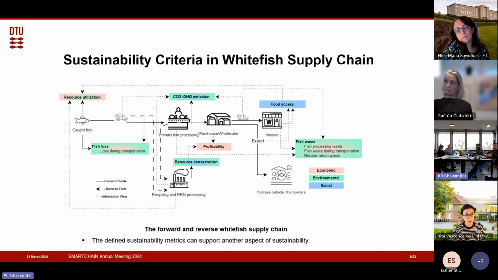So then, about the sustainability criteria that we considered, you can see that we consider resource utilization, CO2 greenhouse gas emission, food access, profitability, fish loss, resource conservation, and fish waste. But I have to mention that some of these metrics could be categorized in more than one aspect of sustainability. For example, resource utilization could be categorized in both economic and environmental aspects, while resource conservation could be considered in the environmental and social aspects. So we can say that the defined sustainability metrics can support other aspects of sustainability.